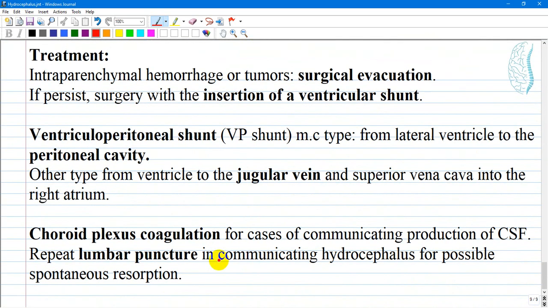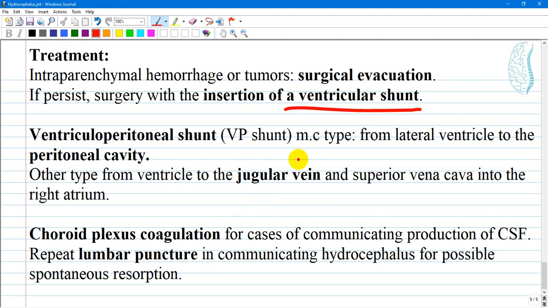Treatment. Hydrocephalus, if left untreated, can cause permanent brain damage, physical and mental impairment, and even death. Treatment is directed to the etiology. In cases of intraparenchymal hemorrhage or tumors, surgical evacuation may resolve the hydrocephalus. When hydrocephalus persists, treatment is surgical with the insertion of a ventricular shunt.